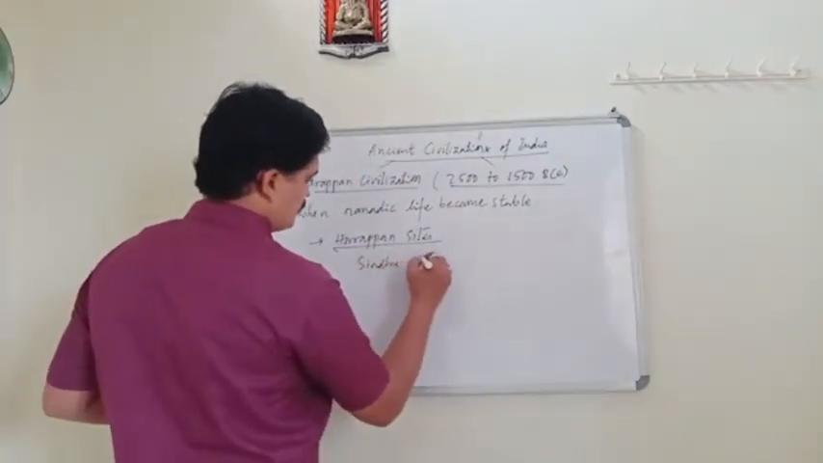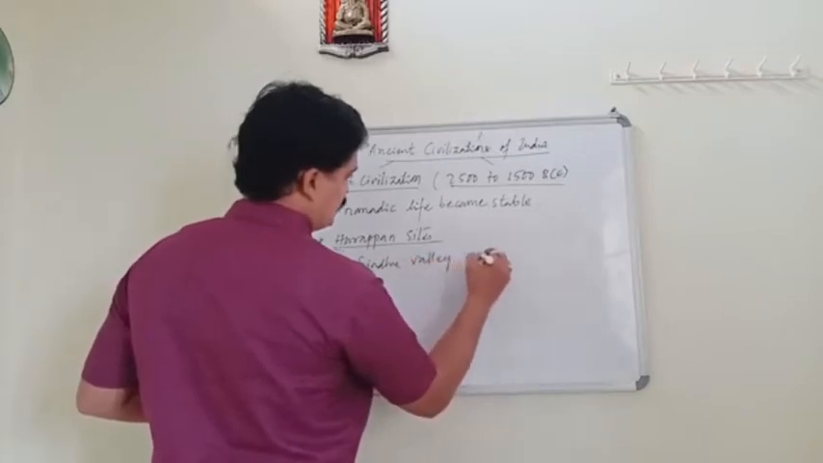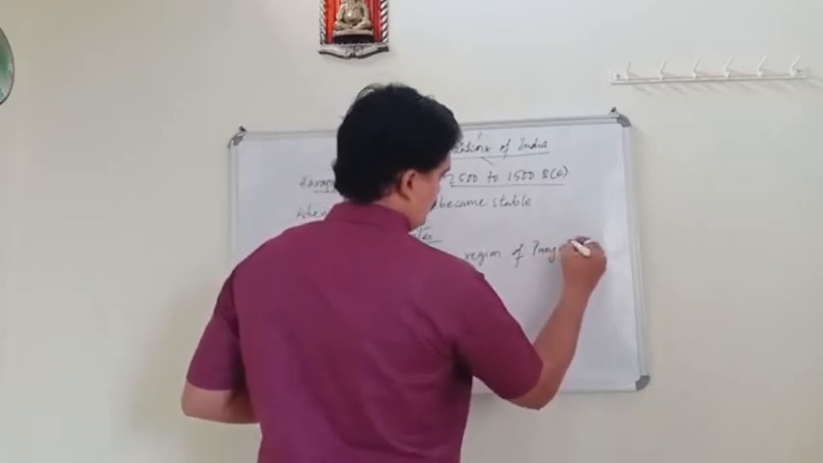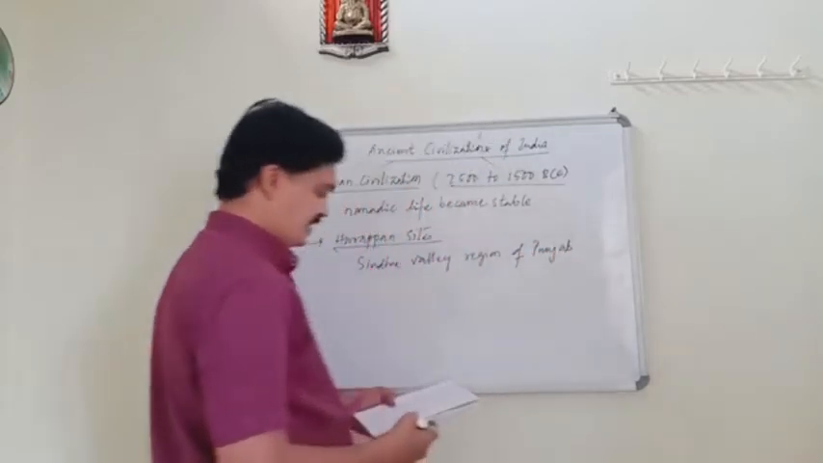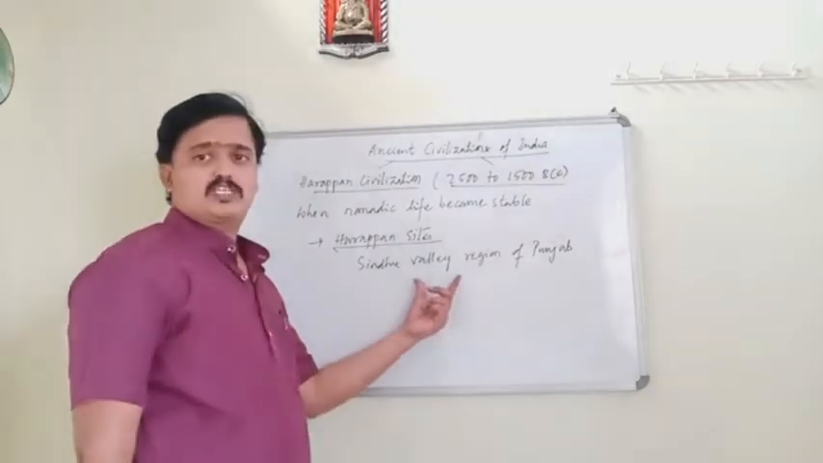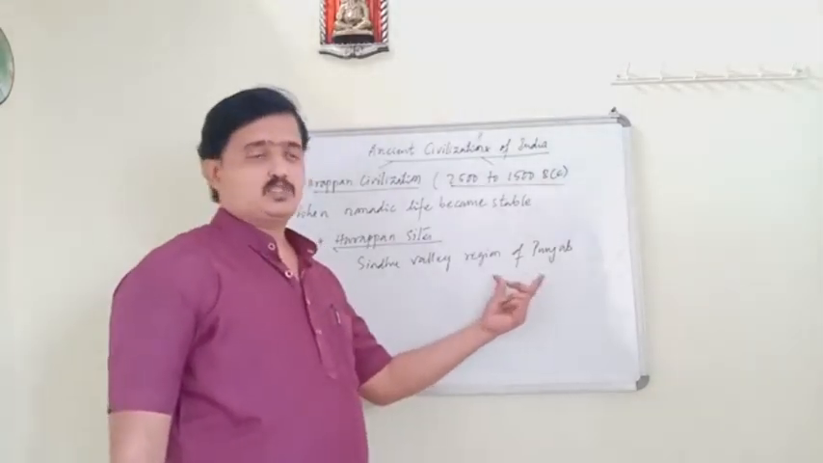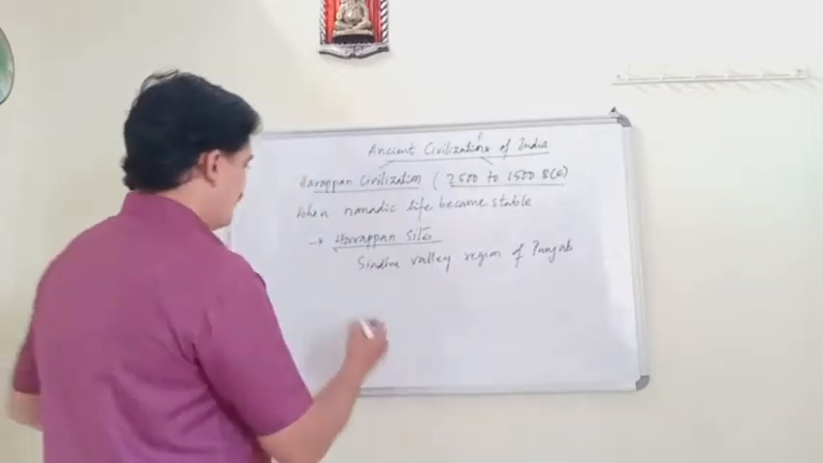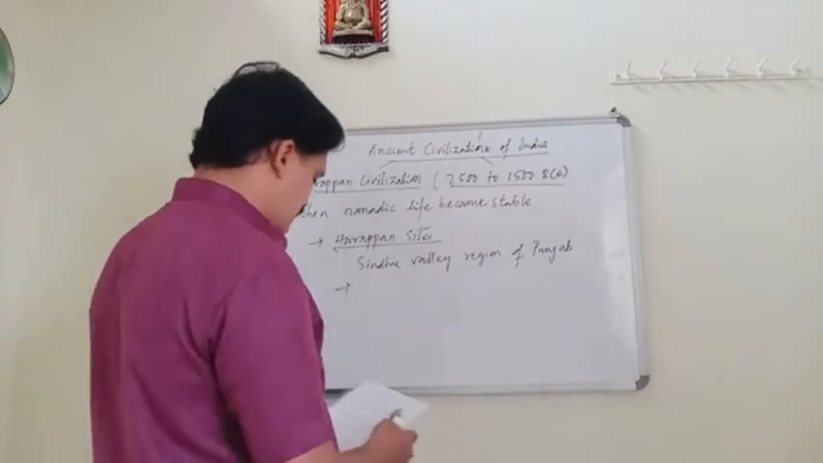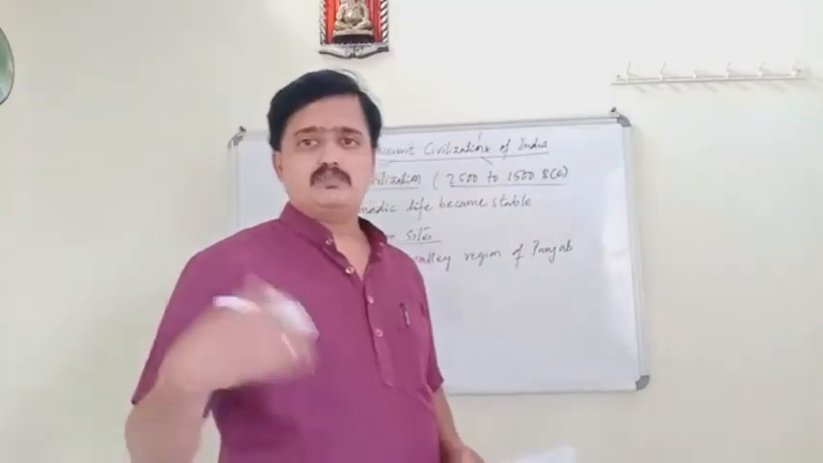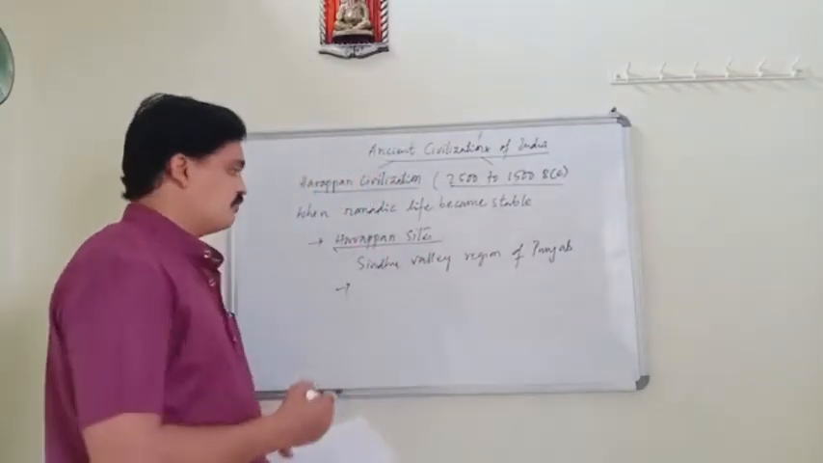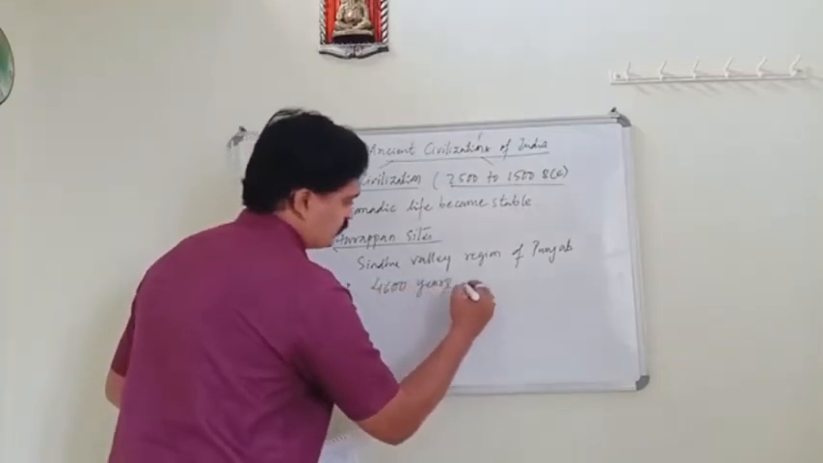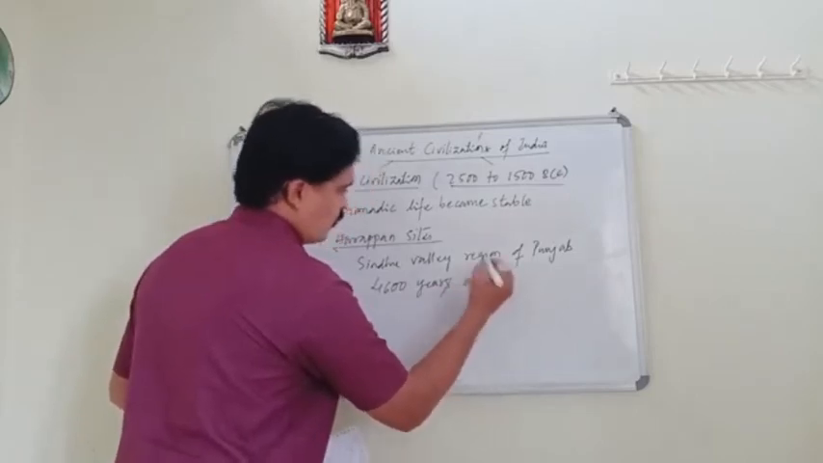region of Punjab. In the Sindhu Valley region of Punjab, the engineers were laying the railway lines. During that time, they discovered the Harappan sites. These Harappan sites were known as the Harappan Civilization, which is said to be 4,600 years old.